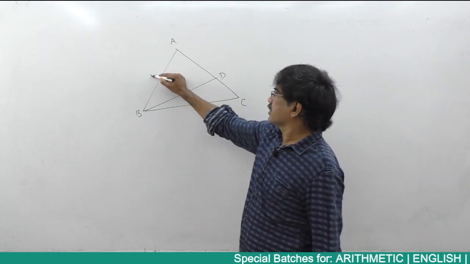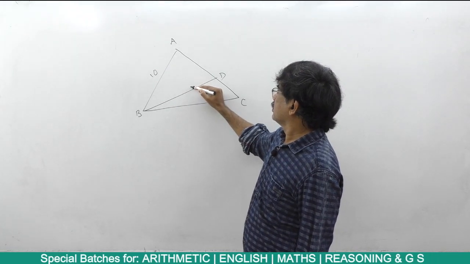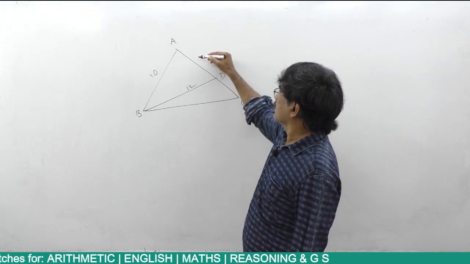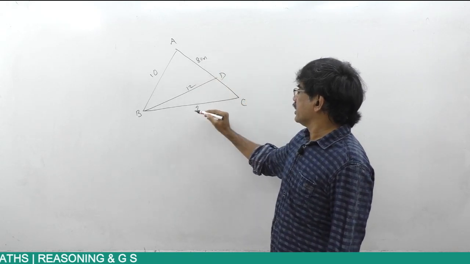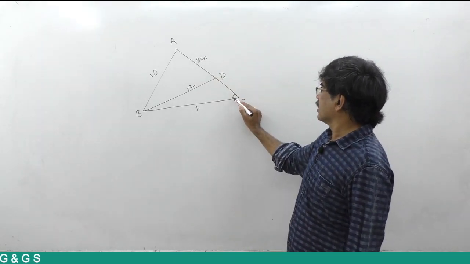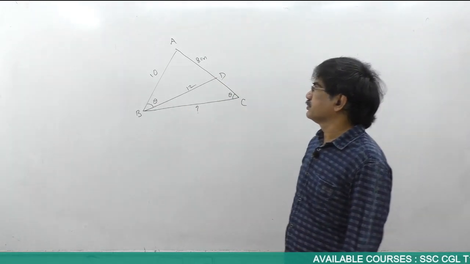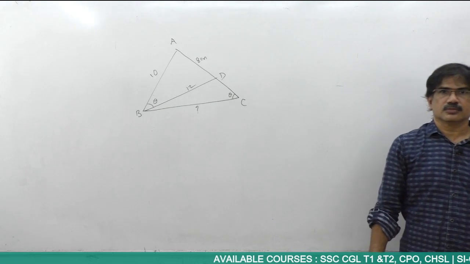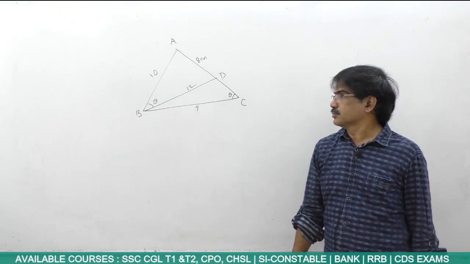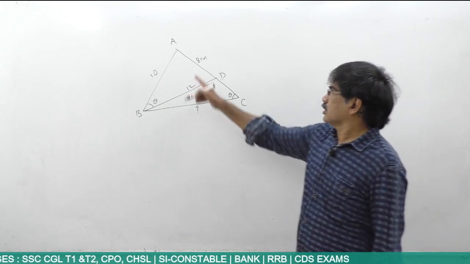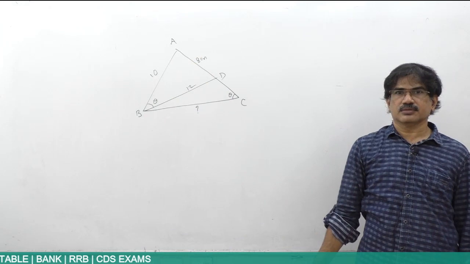If this is 10 centimeters, this is 12 centimeters, this is 8 centimeters. What is the length of BC? If this angle is theta, and this angle is also theta. Solve the question. This question is based on similar triangles.